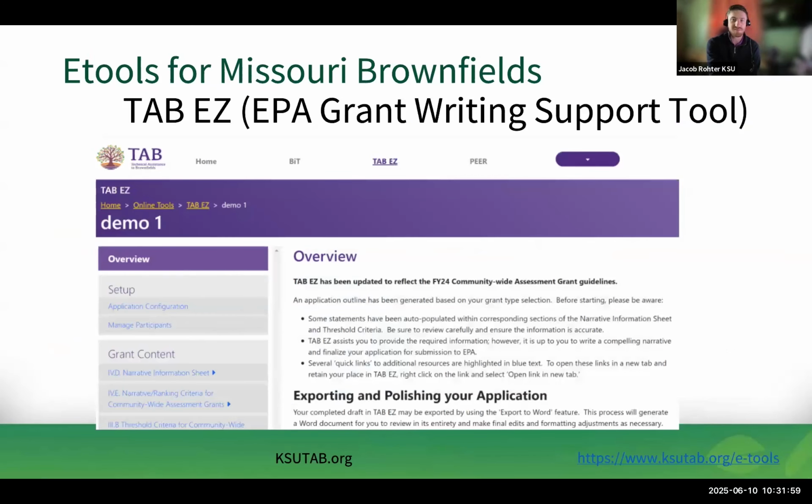We've got the Tab EZ, that's an EPA grant writing support tool that helps with the formatting. If you're going to do a grant application this fall, it's a yearly cycle. We highly recommend you take a look at it and consider using it. It's something we keep updated every year, and I think it really goes a long way to making these things a less intimidating application.